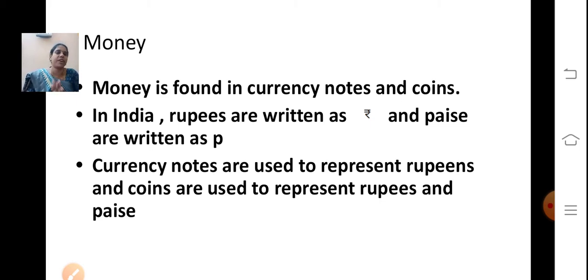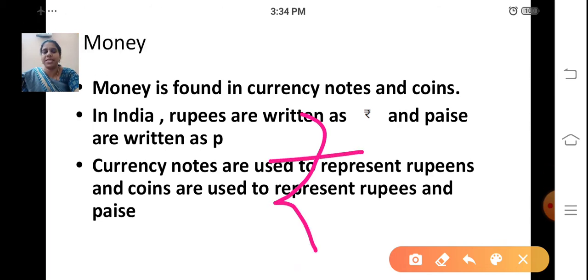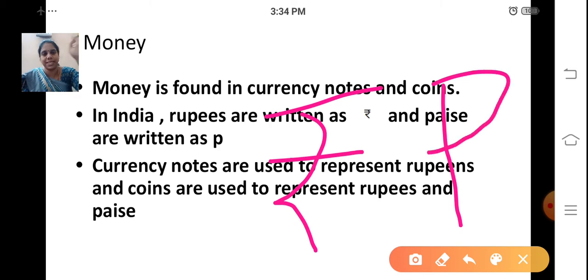I think you have currency notes. We have 500 rupees notes, 2000 rupees, 10 rupees, 50 rupees, 100 rupees, right? In India, how will we write rupees? Yes, this is the symbol for rupee. And pies, how will you write pies? Just see, this is the symbol for rupee.